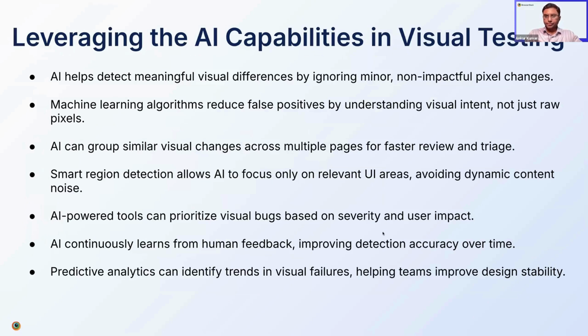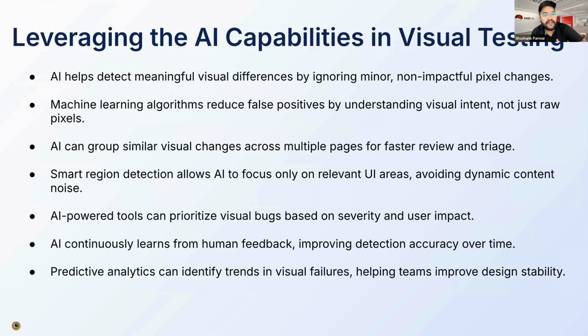Moving next. Talking about leveraging AI capabilities in the visual testing part: suppose there is a text written on the web page, and the text is shifted to the left-hand side. It is a slight change, but it breaks my visual regression. So that's why, with the help of AI, we are planning to have this handled by AI instead of a human reviewer.